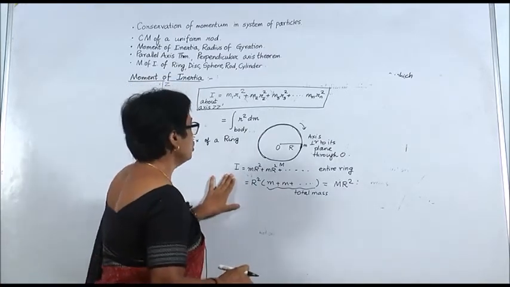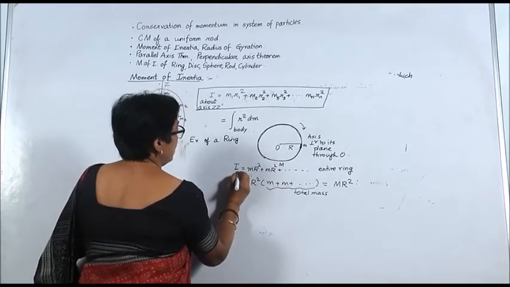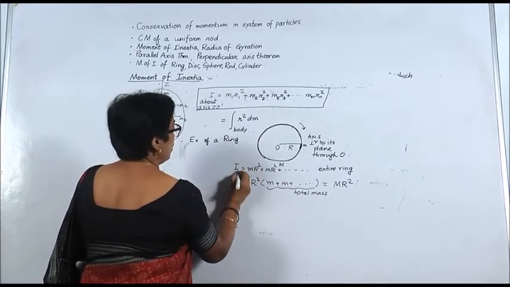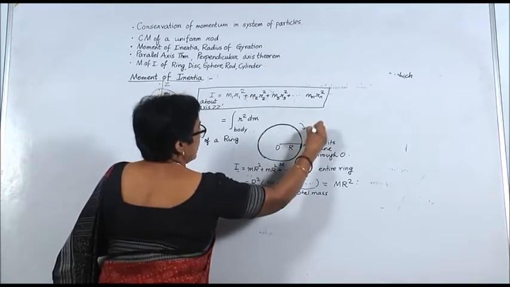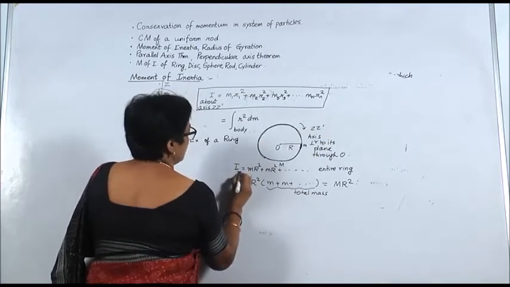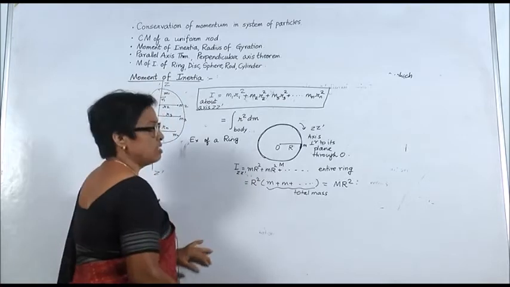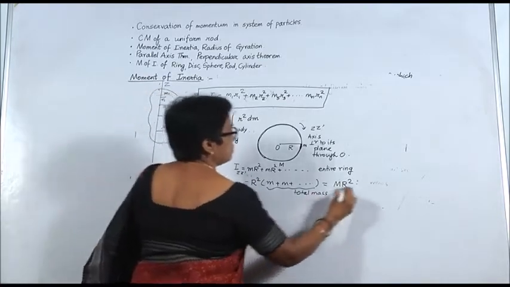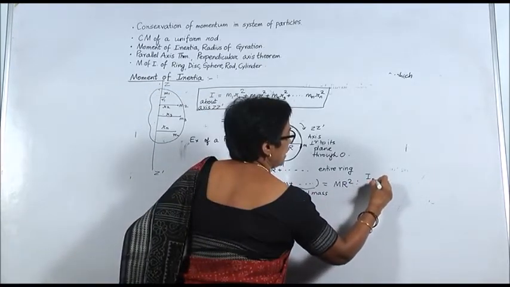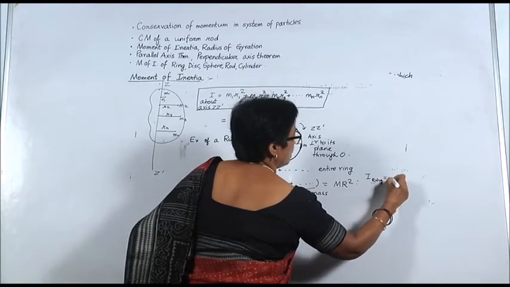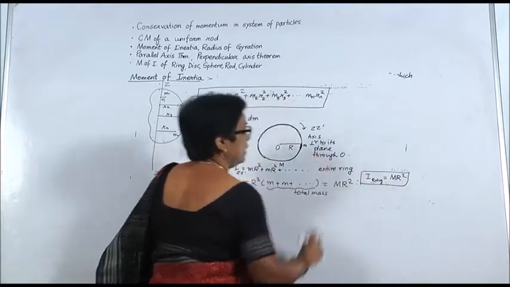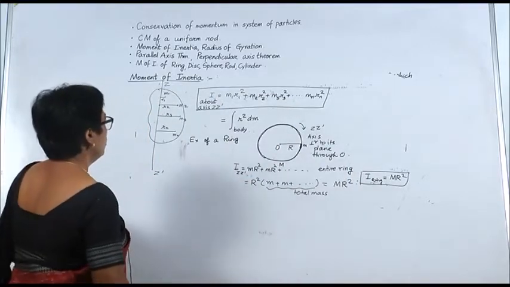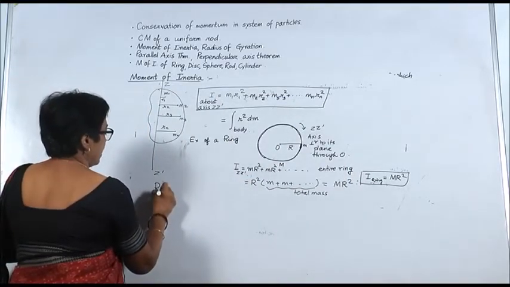So, moment of inertia about the center and perpendicular to its plane, about the axis that I have defined here, z dash, is m r square. This is the case of a ring. Moment of inertia of a ring about its center and perpendicular to its plane is m r square. Radius of gyration.